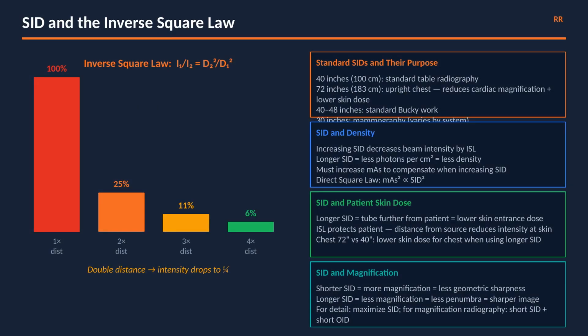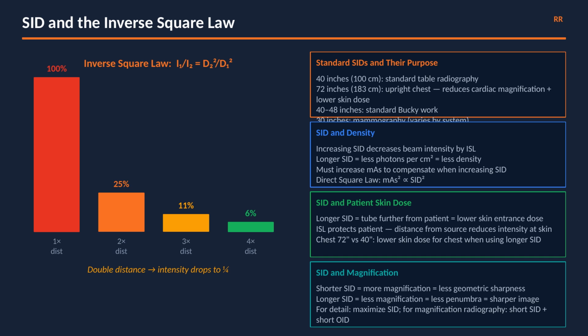The intensity of radiation decreases by the inverse square of the distance from the source. Double the distance, intensity drops to 1/4. Triple the distance, intensity drops to 1/9. The visual diagram on this slide shows 4 distances. At 1 unit of distance, intensity is 100%. At 2 units, 25%. At 3 units, 11%. At 4 units, 6%. The drop-off is dramatic and nonlinear.